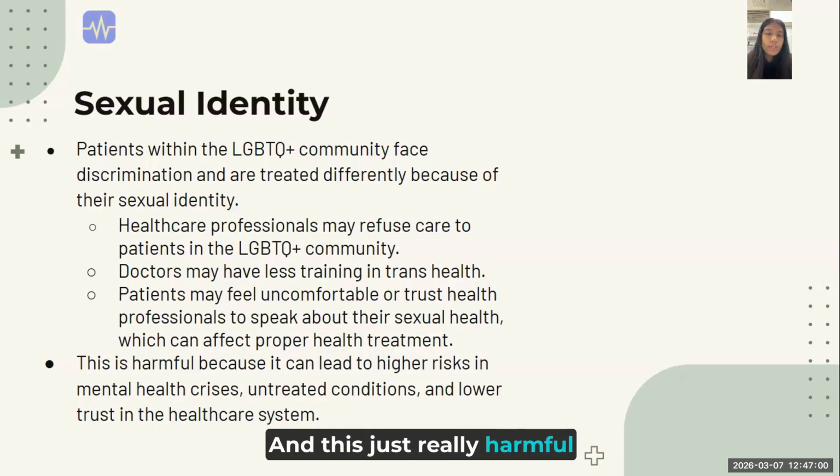And this is just really harmful because it can lead to higher risks in mental health crises, untreated conditions, and lower trust in the healthcare system.